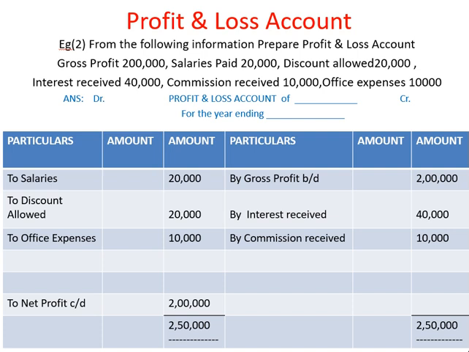See, this is our third problem. Gross profit is given, salaries paid, discount allowed, interest received, commission received, office expenses. Try to identify the indirect expense and indirect income and write them down in the corresponding credit or debit section, that's it, and balance them. Wherever it is less or more, show it as a net profit or net loss and balance them so that we can make the profit and loss account.